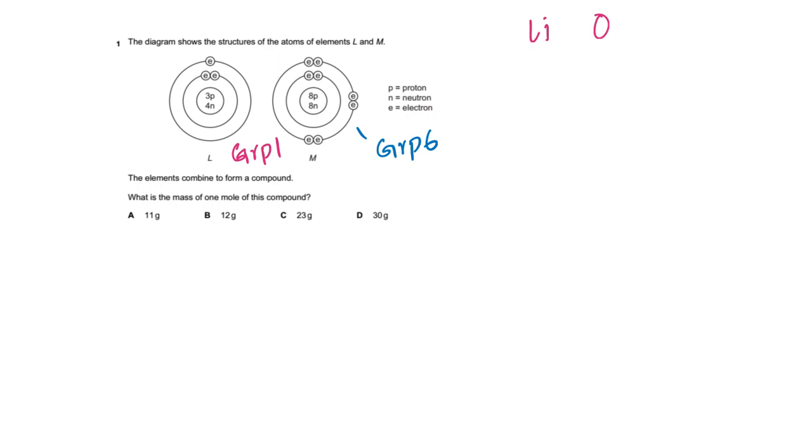These two atoms combine to form a compound. So this is in group 1, this is in group 6, right? What are their relative valencies? So L will have a relative valency of +1, and oxygen, or M over here, will have a valency of 2-, right? And we just cross them over, and we understand that it'll be L2O.